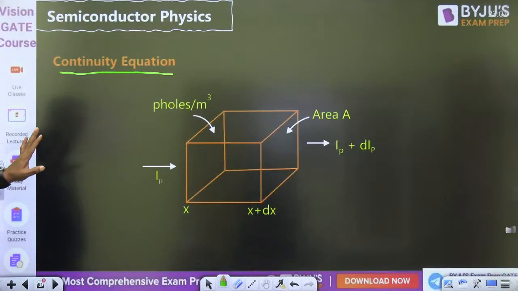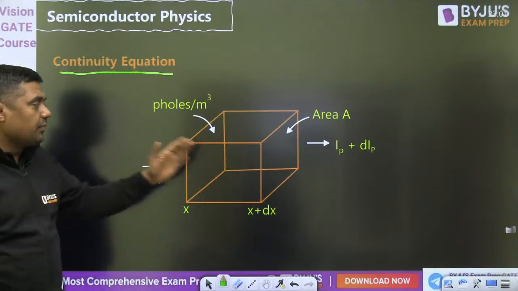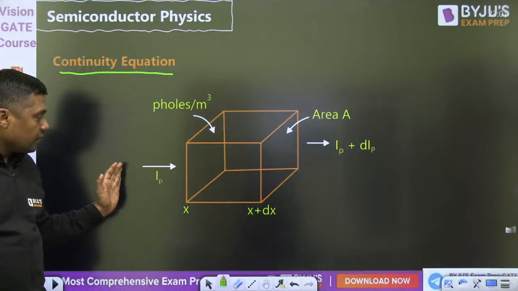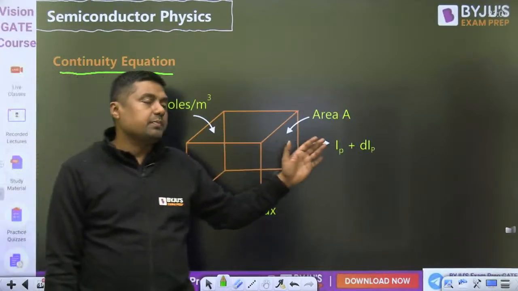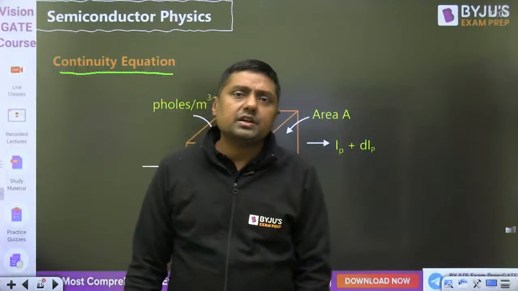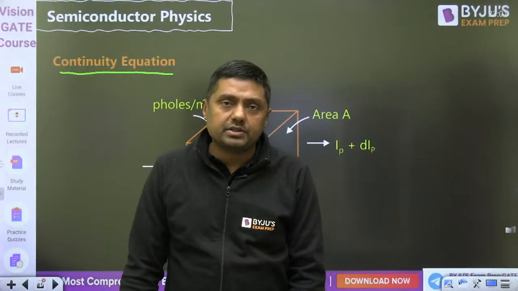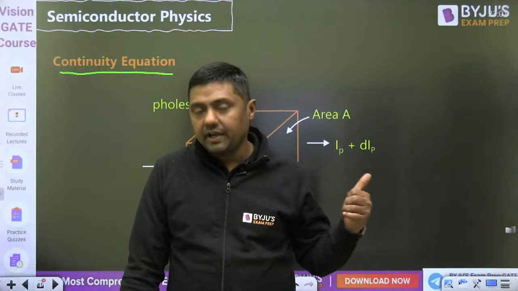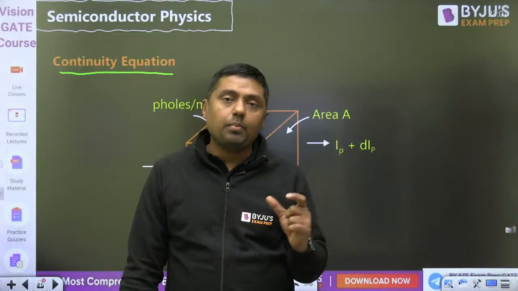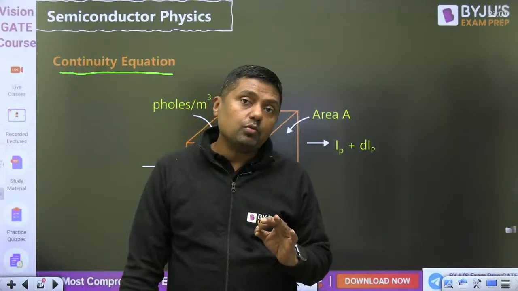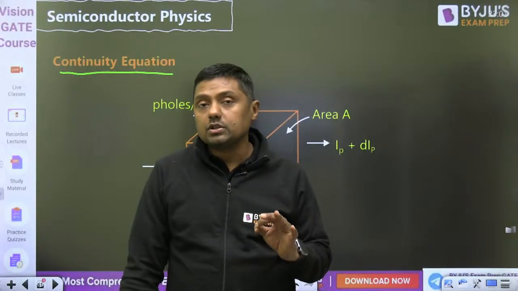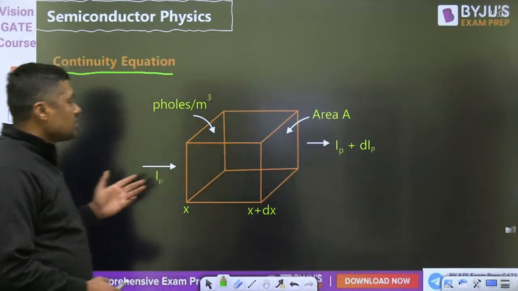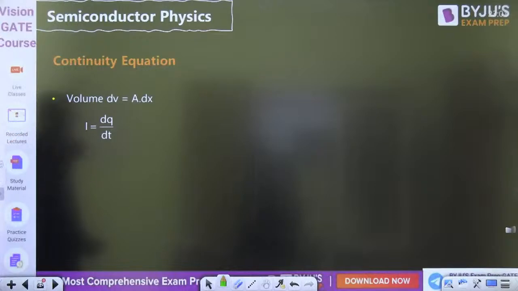How much charge will enter here, and what is the charge leaving the bar, a very small part of a conductor or semiconductor material. Current entering is Ip, current leaving is Ip plus dIp. At the same time there is generation of charge carriers, and at the same time there is recombination. Because of generation, recombination, and the current entering the piece of bar, the charge will remain constant. That is the law of conservation of charge, according to which charge can neither be created nor destroyed, and the continuity equation is based on this law.